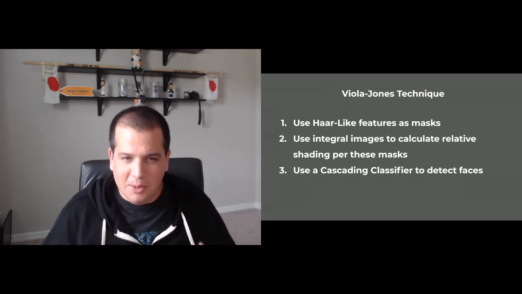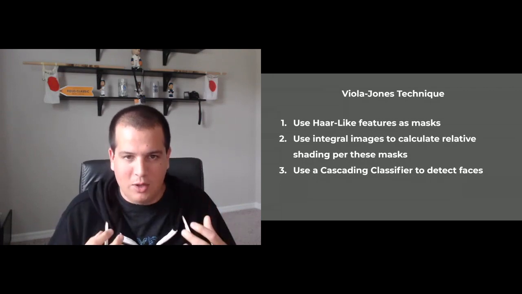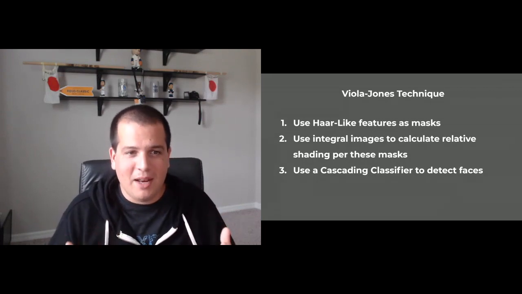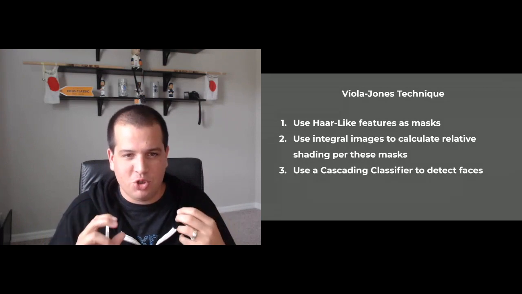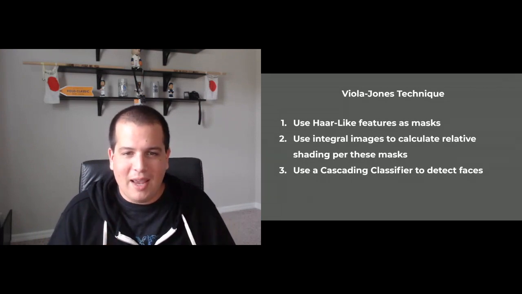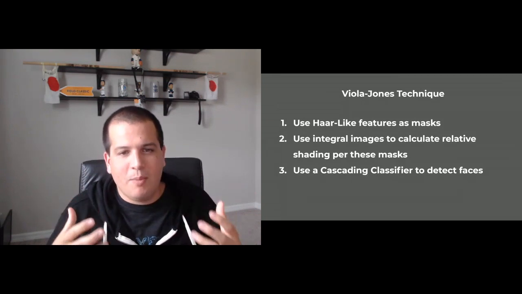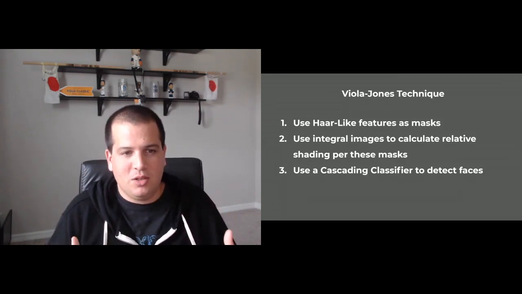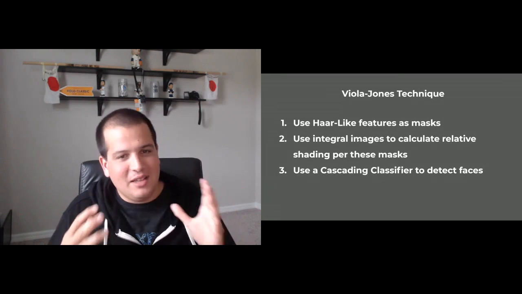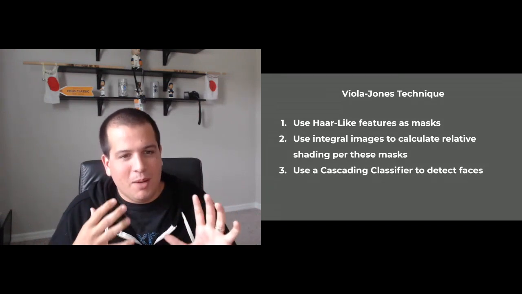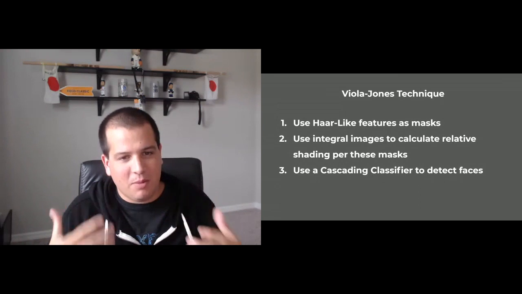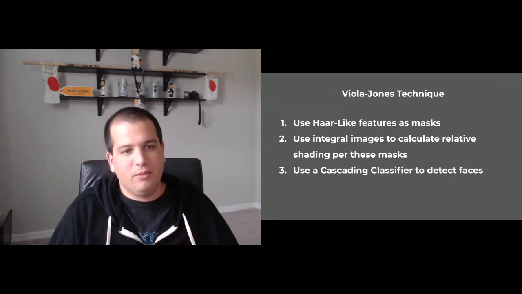Now, we'll be taking these little masks called Haar-like features, which we'll see in a minute are just very simple little shapes. And with them and an integral image we generate from our input image, we'll determine the relative shading of different regions. And after combining a lot of these little Haar-like features, we can build what's called a cascading classifier to perform our face detection.